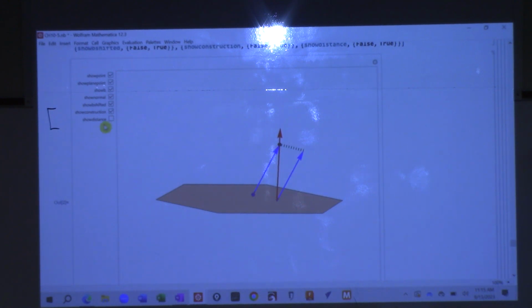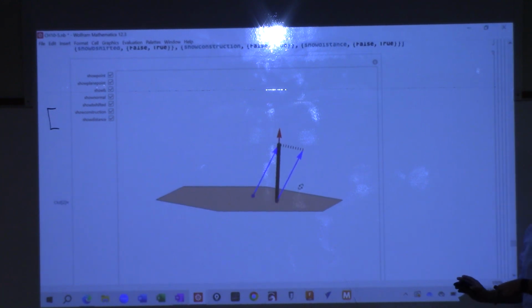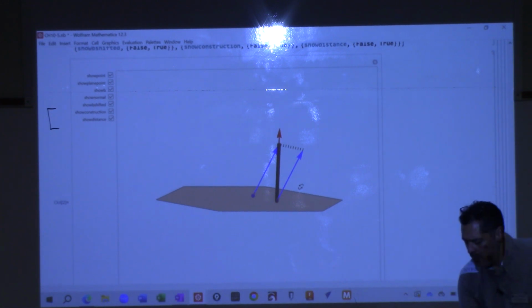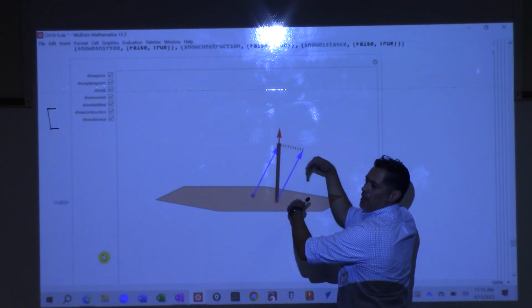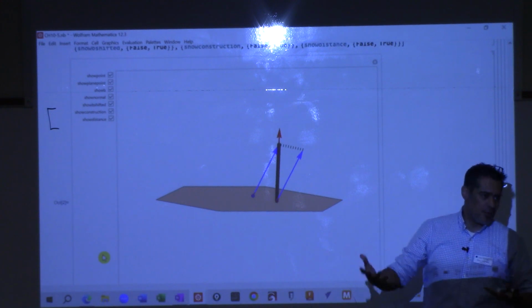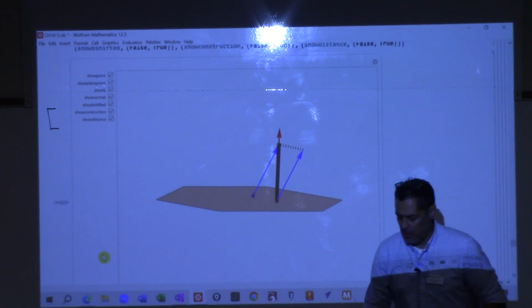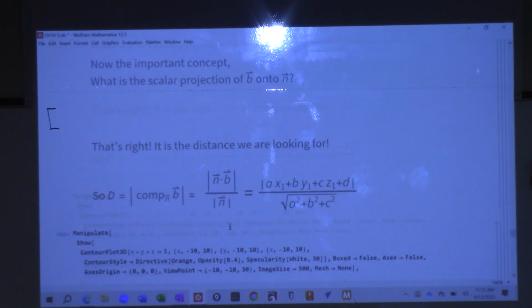And what we're interested in is that distance right there. That distance right there is the component of the blue vector onto the red. Remember, the projection of the blue onto the red gives you this vector. The component of the blue onto the red gives you its length. And so that's what we're trying to find. So formula-wise, it comes down to this.